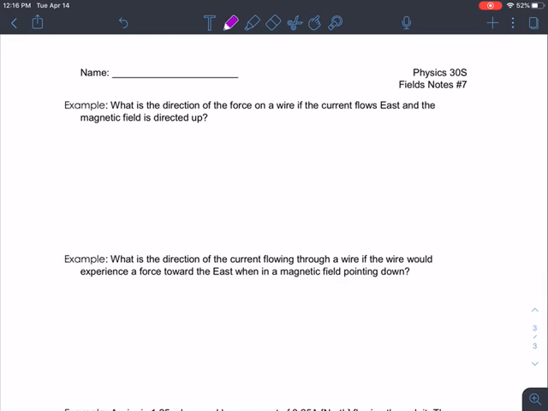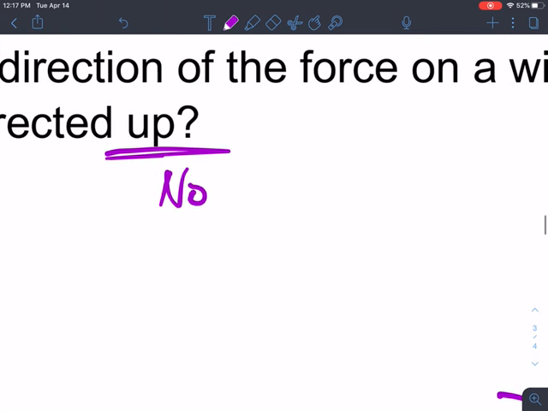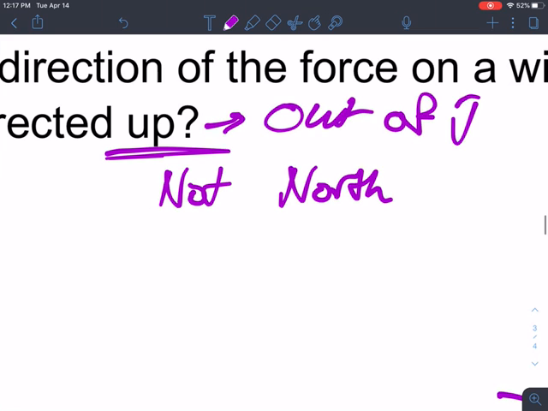So another question. What's the direction of the force on a wire if the current flows east and the magnetic field is directed up? So what do we got? We got current going east, that's this way, so that's I, okay? And we've got a magnetic field that is directed up. Up is not north, okay? Up is another way of saying out of page.